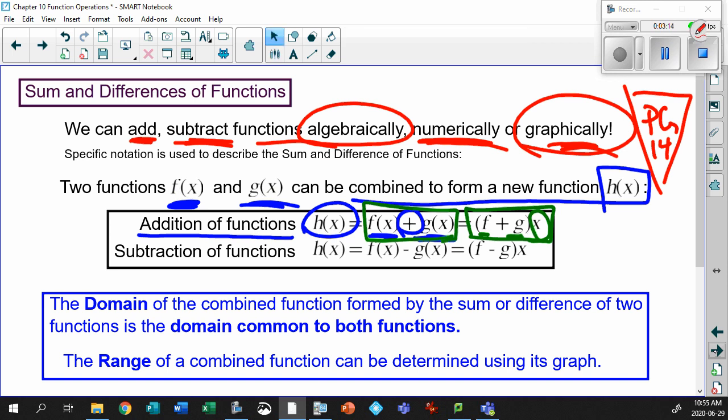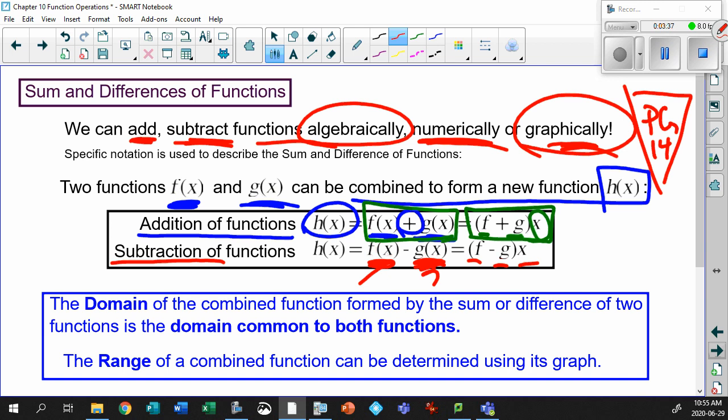So let's look at subtraction. Same idea. Take f of x, subtract g of x. Does f of x have to go first? No. It depends on the question that they ask you. If f of x goes first, then put f of x first. If g of x goes second, put g of x second. And then you're going to get (f - g)(x). There's your wonderful addition and subtraction of functions.